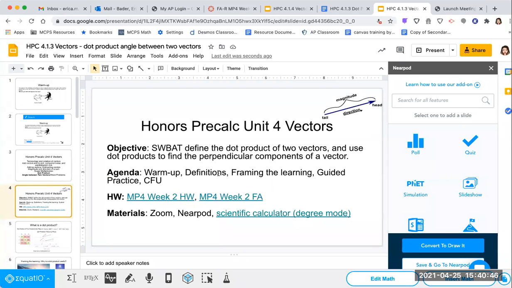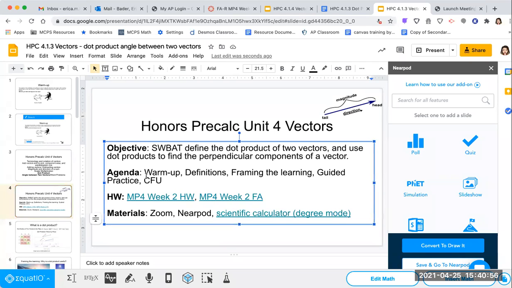We have our warm-up, we'll do some definitions and frame the learning, and then transition to guided practice, a little bit of discovery, and we'll close with our check for understanding. If we have time, I'll give you some time to workshop and work on homework. And my in-person folks, you all are doing hopefully some breakout rooms, so looking forward to seeing how that goes. We've got homework as always, and it's useful for you to have your Zoom, your Nearpod, and your scientific calculator in degree mode.